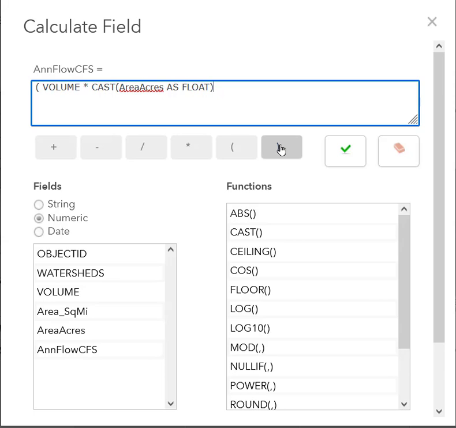division here, so I have to put this expression in parentheses. So even though the area acres as float is in parentheses, I still have to close the parentheses that's way over on the left by the volume. Hopefully you remember that from your math. And then I'm going to divide it by, and this is where I have to do a left parentheses again.